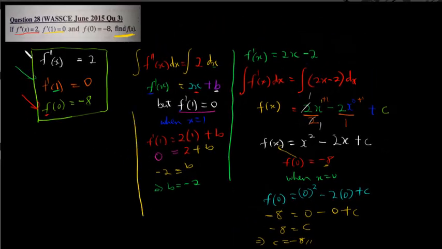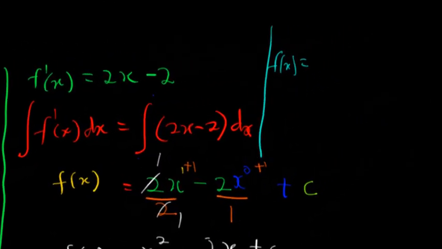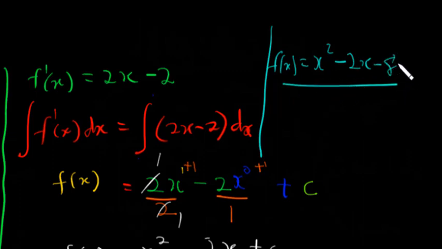The function says f of x. Let me write over here. This means f of x will now be equal to x squared minus 2x. Then the c is -8. So that is the function. The function is x squared minus 2x minus 8. And that is how we solve this question.